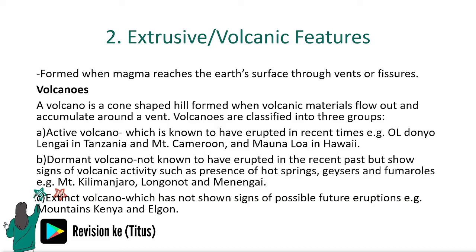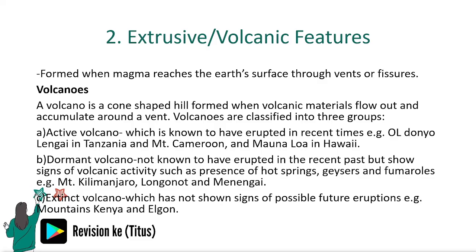We have the active ones, which are known to have erupted in recent times. We have the dormant volcanoes, not known to have erupted in the recent past but show signs. And then we have the extinct volcanoes like Mount Kenya, which have not shown signs of possible future eruptions.